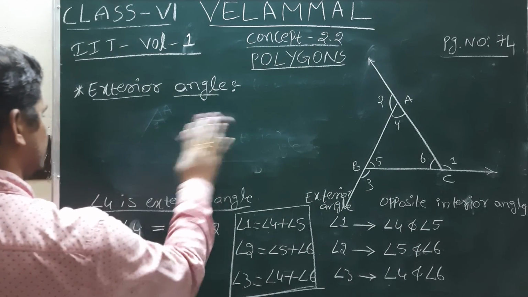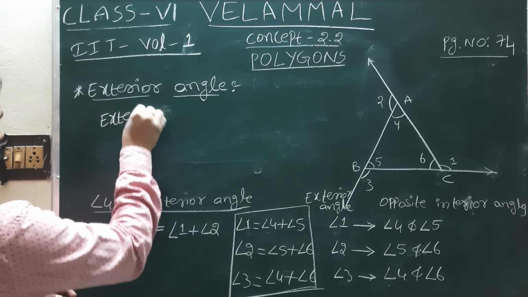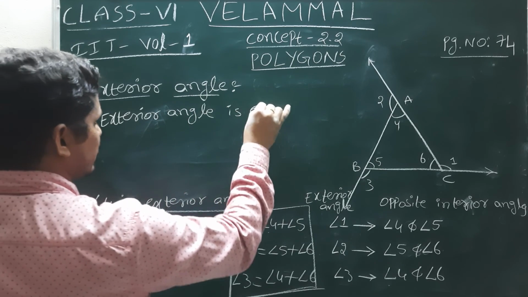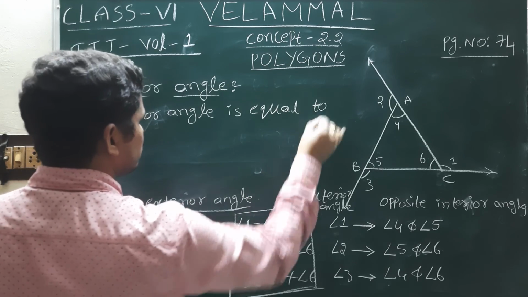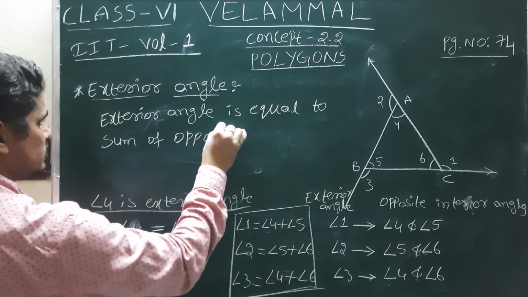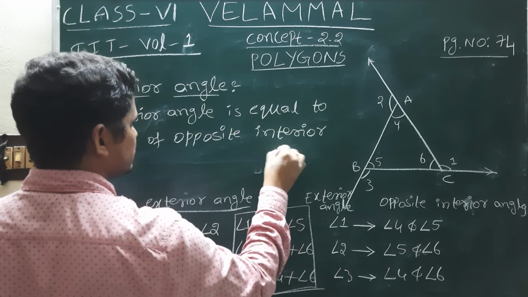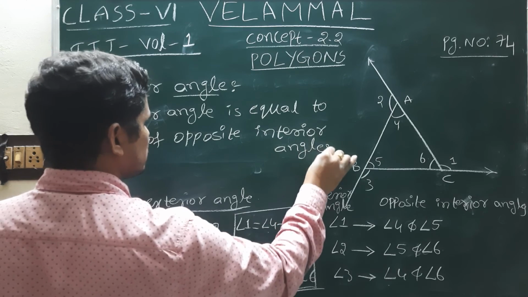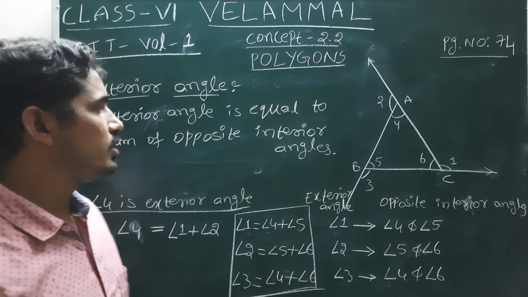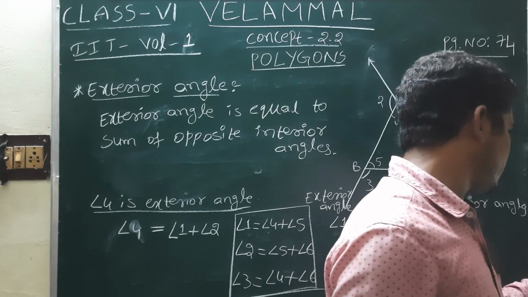So here I am writing that exterior angle is equal to sum of opposite interior angles. So this is the very important property, we need to remember this. Okay, this is about the exterior angle property of the triangle.